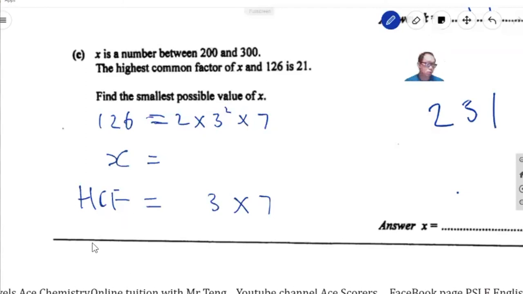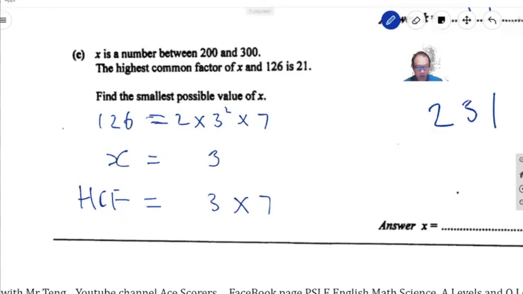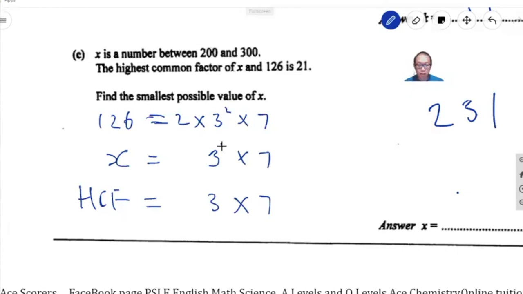So this means that there has to be a 3 here. That's common. There has to be a 7 here as well. And this power must be 1, right? This one also must be 1. Of course, the 3 cannot be squared, because then the HCF would have a 3 squared. Now, can this be 2? Yes, this one can be 2, right? But if I choose 2, then 2 times 3 times 7 is only 42, it's still not enough. Making it bigger becomes 1000 plus, so cannot, right?